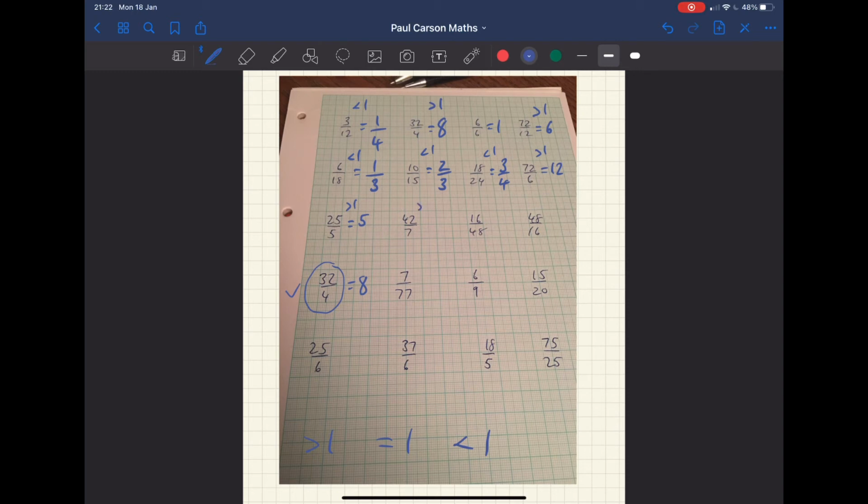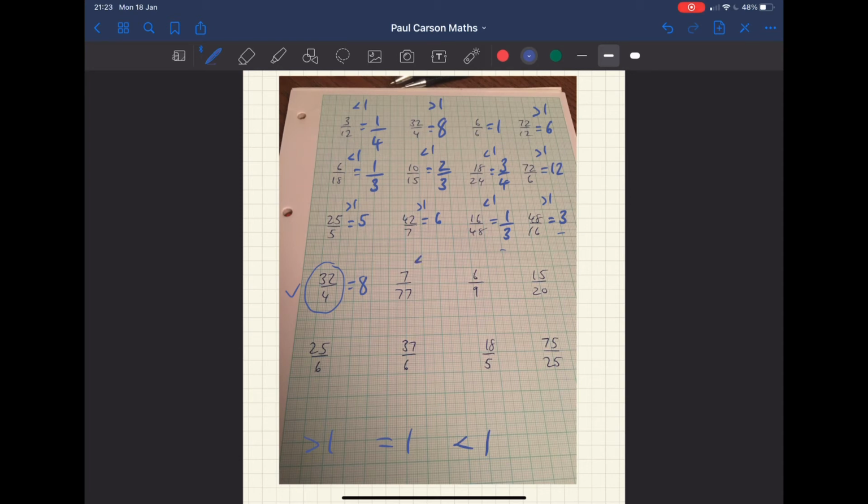42 divided by 7 is more than 1, 6. 16 over 48 is less than 1. The largest number that goes into both is 16, so it's 1 over 3. 3 16s into 48. The reverse of that, 48 over 16, is more than 1, and it's equal to 3. So notice that they are the reverse of each other. In fact, they're known as the reciprocal, as you may recall.